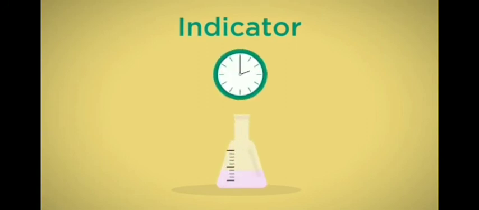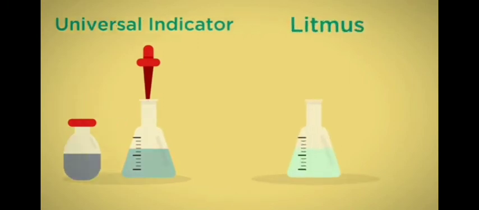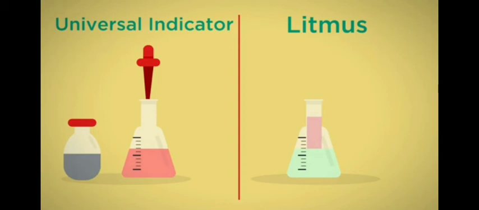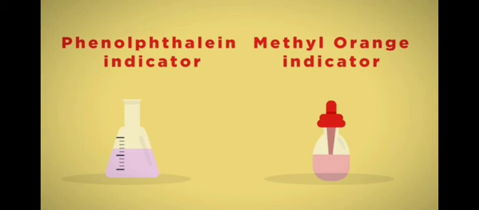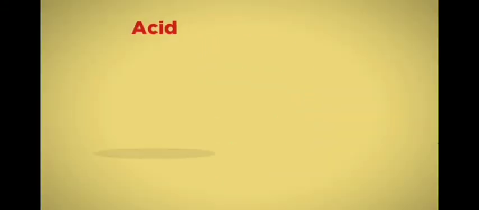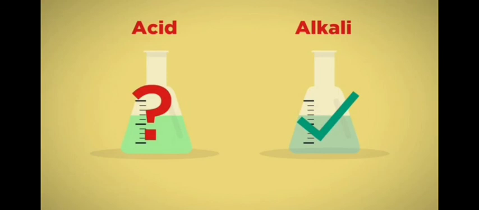Depending on the indicator you use, the color change will be either gradual or sudden. If you're carrying out an acid-alkali titration, you may use a universal indicator, which would give you a gradual color change. This might not be ideal because of this gradual color change. Litmus gives you a sudden color change. But there are other better indicators that are specialized for the acids and the alkalis in the titration. Sometimes the acid may be the known solution and the alkali is unknown, and other times, the alkali is the known and the acid is the unknown.